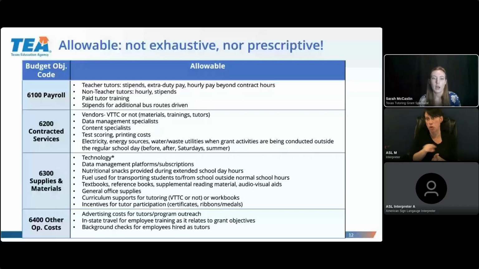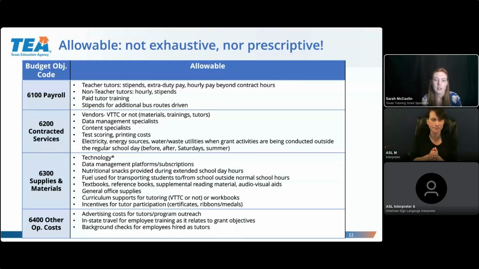Nutritional snacks provided during extended school day hours, so before or after school or weekend, that is an allowable cost. Again, with the technology, please, in the same sense, make sure that you're keeping local documentation that proves that the nutritional snack was very much needed to meet grant objectives. Fuel that's used for transporting students to and from the outside school or outside normal school hours. If you need textbooks, reference books, supplemental reading materials, or audio visuals that your tutor groups are utilizing to tackle different TEKs and content, by all means.